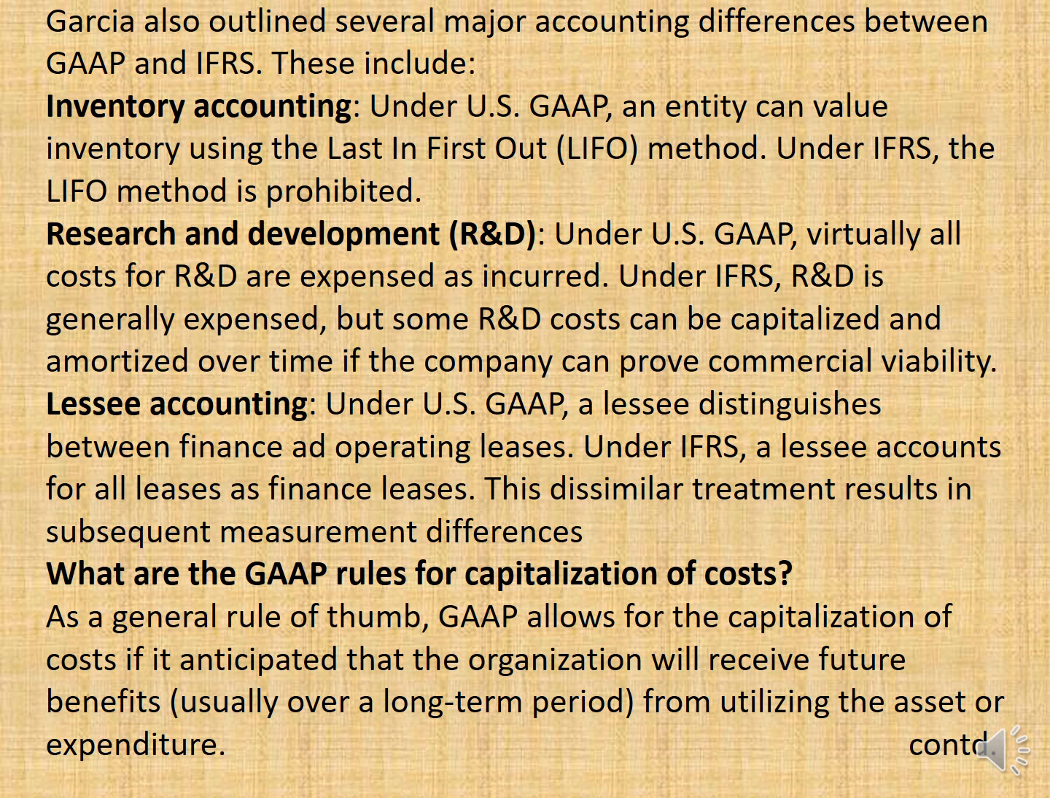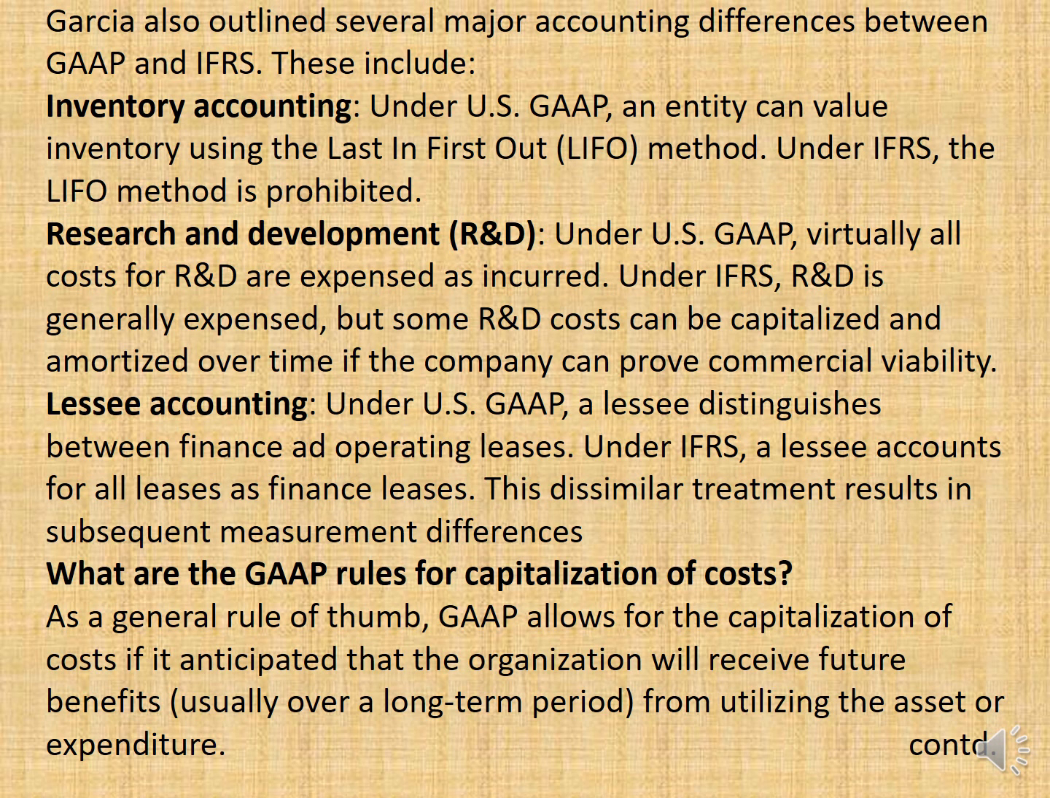These include inventory accounting. Under U.S. GAAP, an entity can value inventory using the last in first out, LIFO, method. Under IFRS, the LIFO method is prohibited. Research and development, R&D. Under U.S. GAAP, virtually all costs for R&D are expensed as incurred. Under IFRS, R&D is generally expensed, but some R&D costs can be capitalized and amortized over time if the company can prove commercial viability. Lessee accounting.